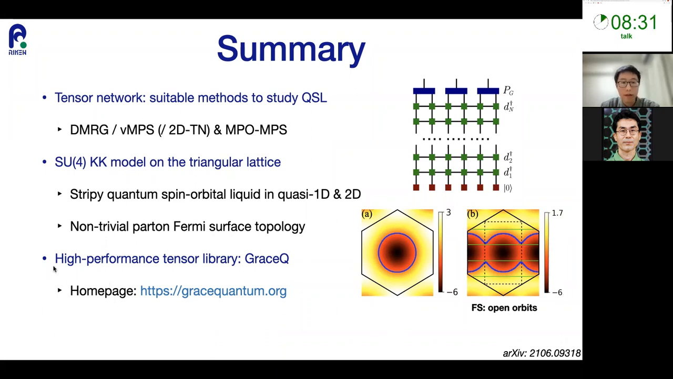And finally, I introduce our high-performance tensor library, GraceQ.